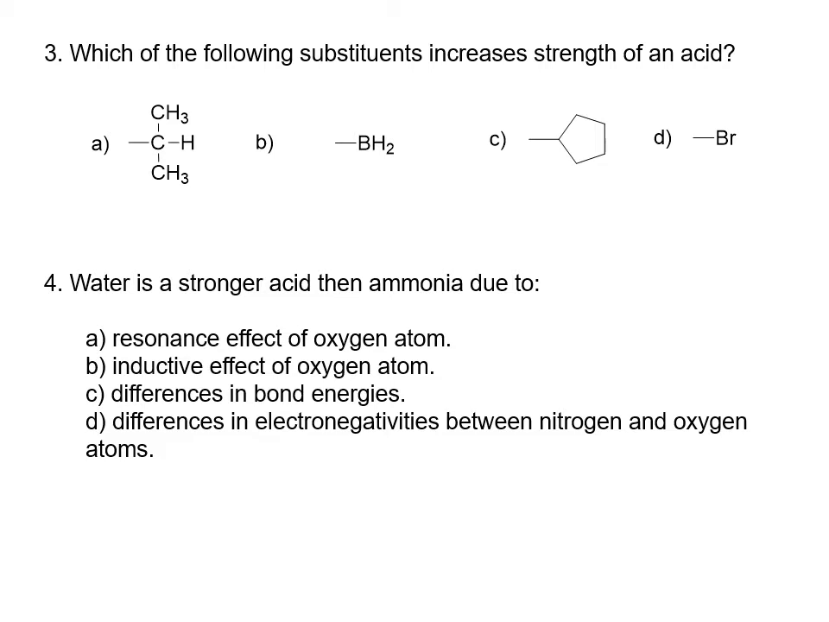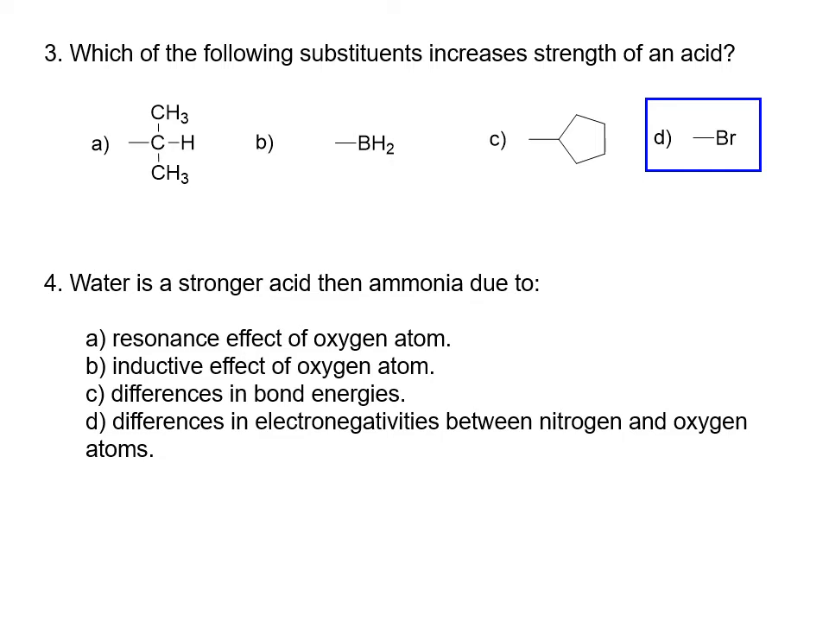B, we have boron, BH2. Boron is less electronegative than carbon. That's also going to decrease the strength of the acid. C, cyclopentyl group, again a lot of CH bonds or carbon substituents, that also decreases the strength of the acid. D, bromine, that's more electronegative than carbon. This substituent is more electronegative than carbon, so that one increases the strength of an acid.